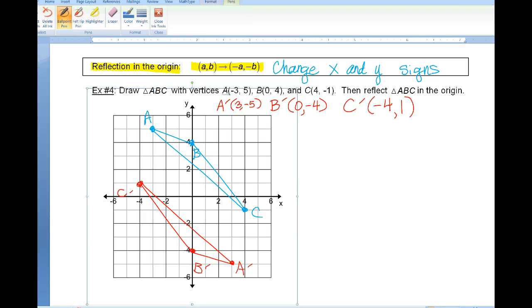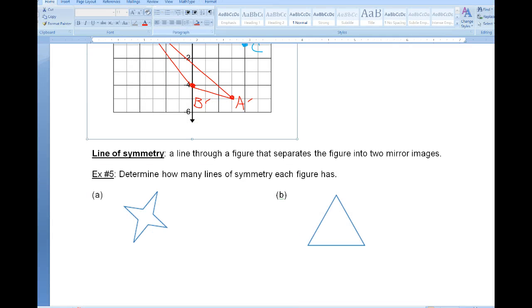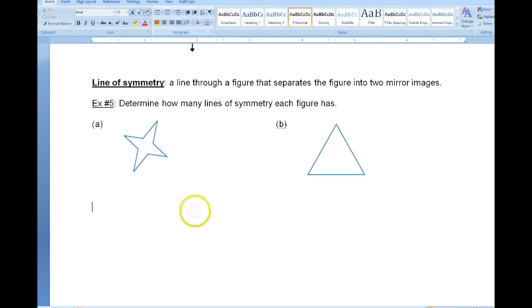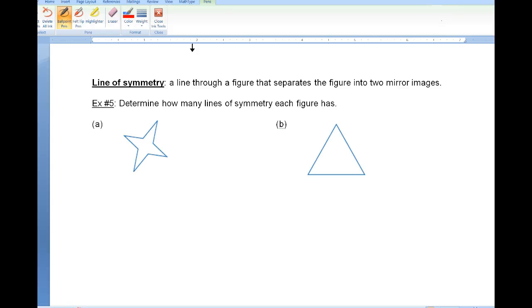I like this. I like the old one. I like it better than the compass. Are you kidding? Constructions are fun, especially when you get 22 out of 20 on the quiz.